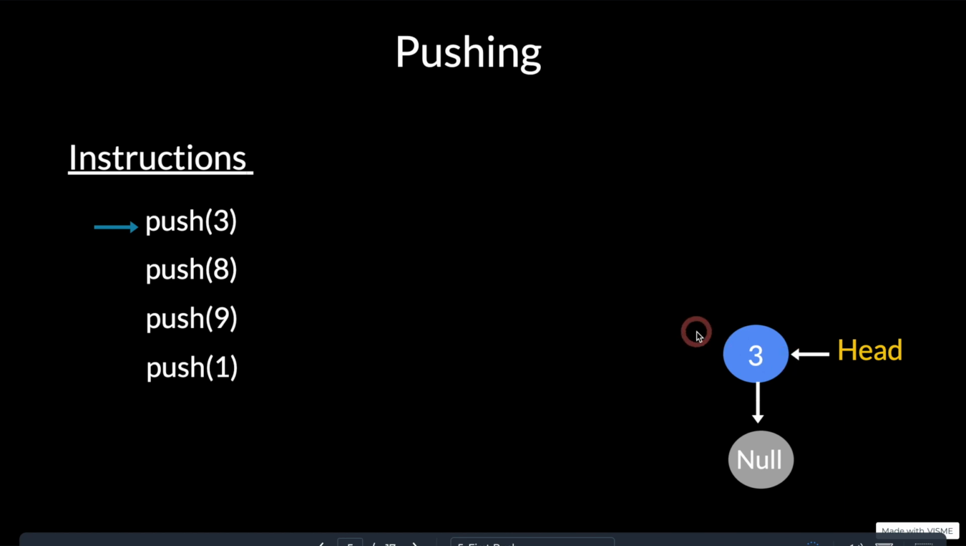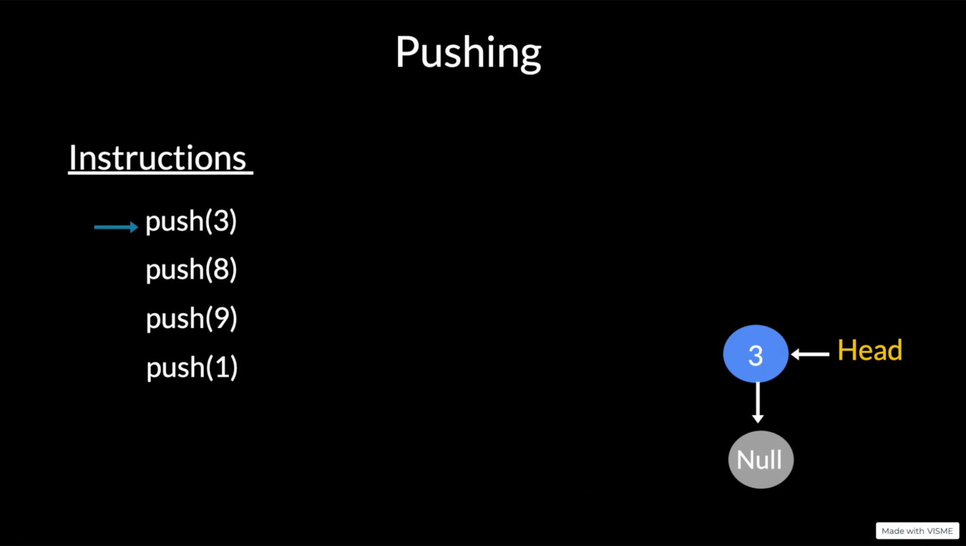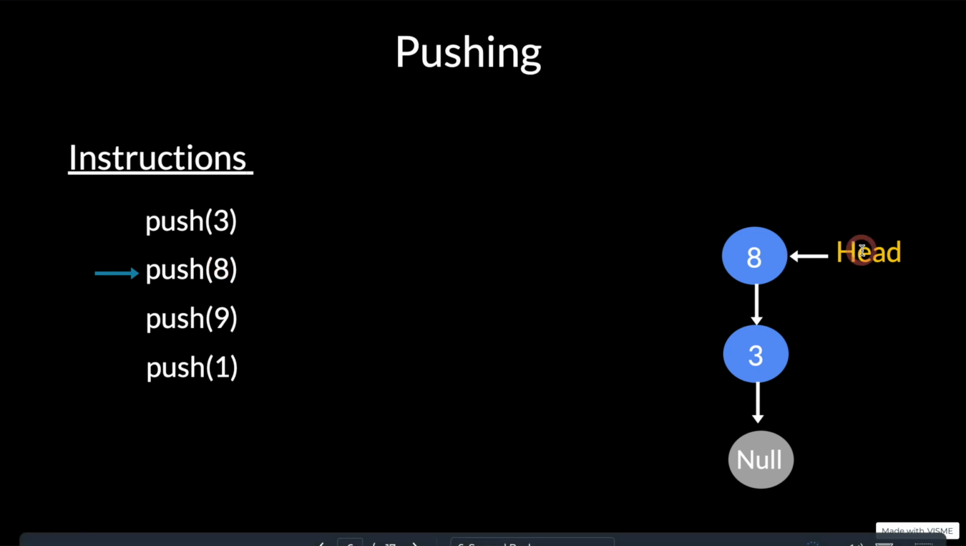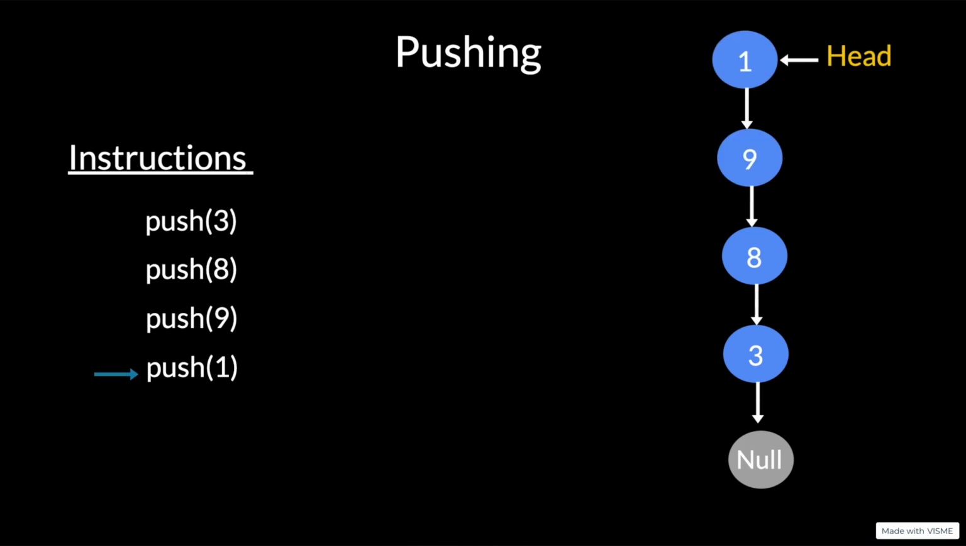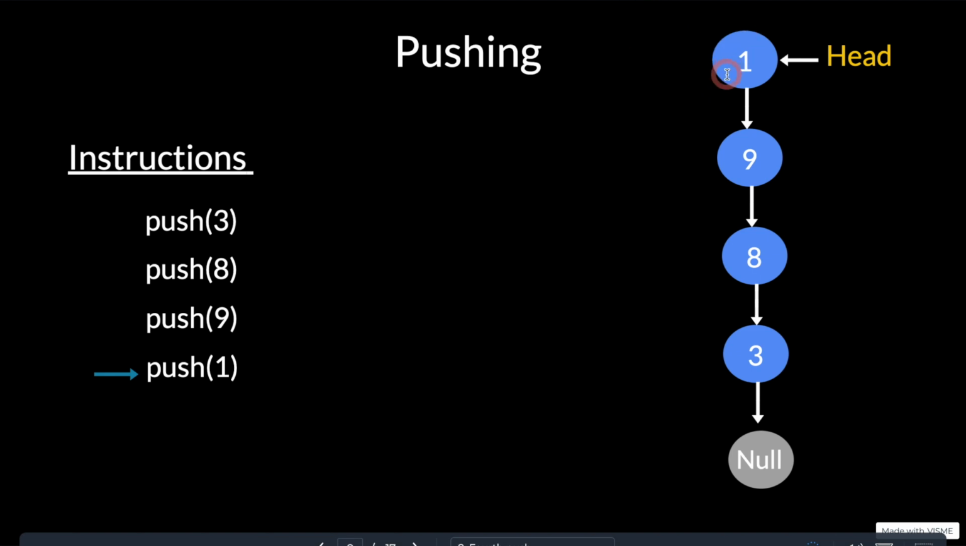Okay, let us push the next element into the stack like this. So you're going to discover that now the head pointer points to the new node that was just added. Okay, so like that and like that. So the trick here is that each time you add a new element to the stack, it must be at the head node.